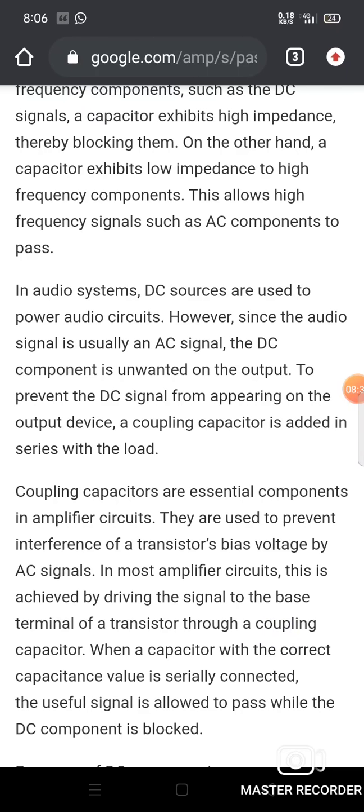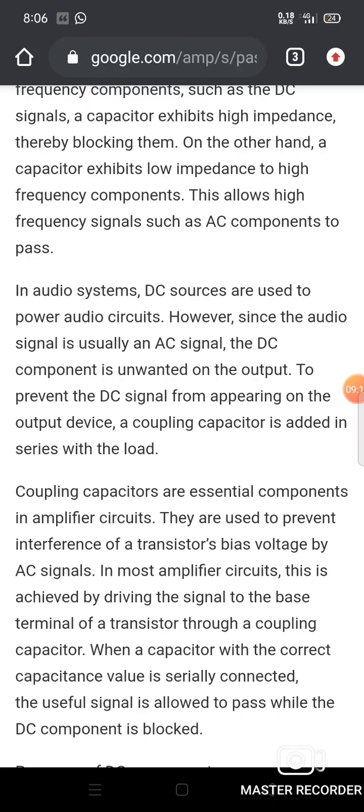In most amplifier circuits, this is achieved by driving the signal to the base terminal of a transistor through a coupling capacitor. When a capacitor with the correct capacitance value is connected in series, the useful signal is allowed to pass while the DC component is blocked. So for this, we have to choose the capacitor value within a particular range. It will pass the AC signals only and block the DC signals.